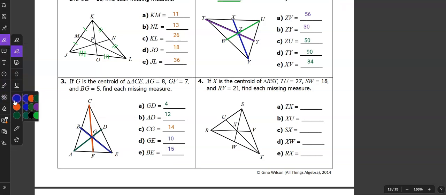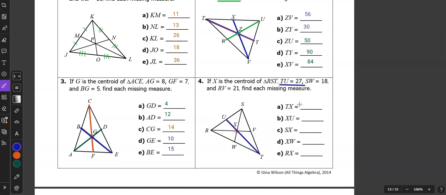On this last problem here, they tell us again which point is our centroid, and that is going to be X. If X is the centroid of triangle RST, TU is 27, SW is 18, and RV is 21. Find each missing measure. So again, they have given us information about the medians, and they want us to find the rest of the information. So they tell me that TU is 27 units, and then they want me to find TX and XU.